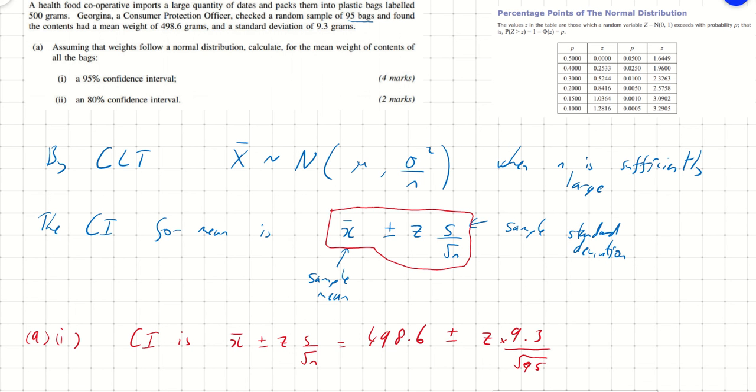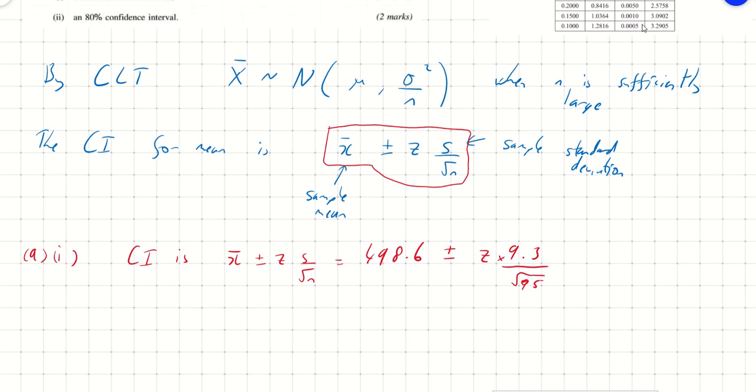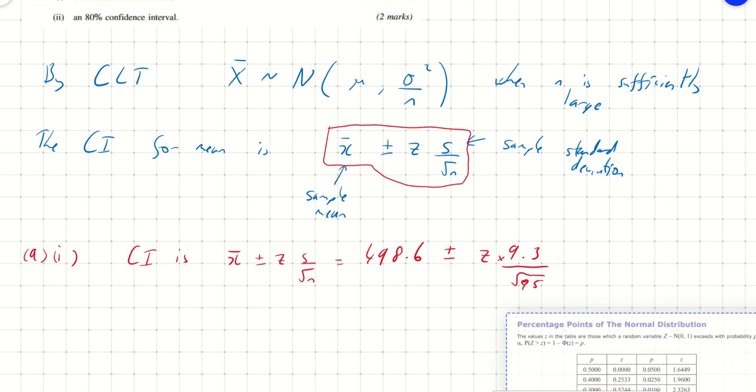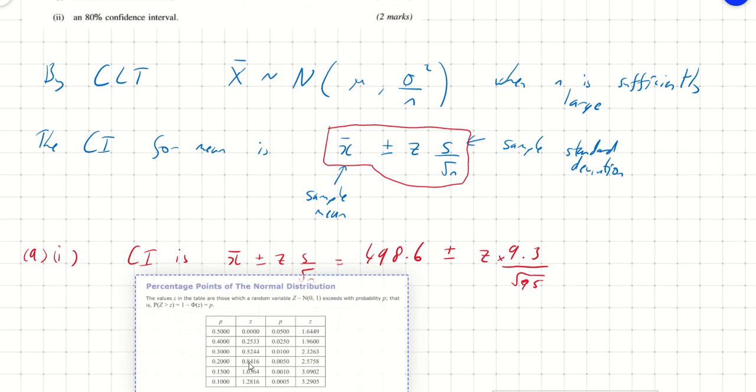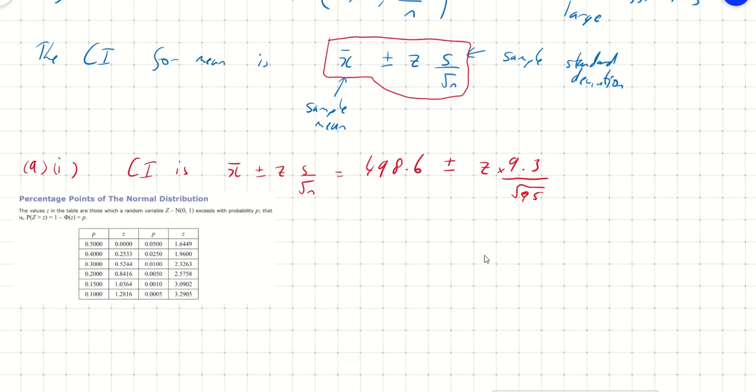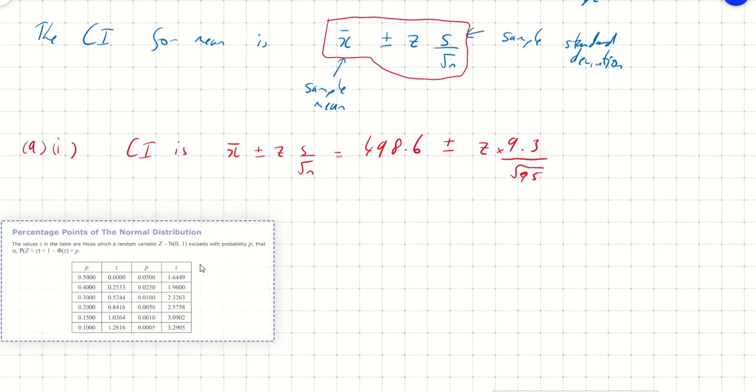So here's the formula we're going to use. We just need to know what these z values are. Well, these z values, I'm going to copy this table down, come from the percentage points of the normal distribution. So we just need to look at this for a second. We're asked for a 95% confidence interval.